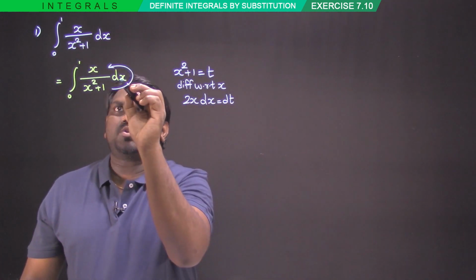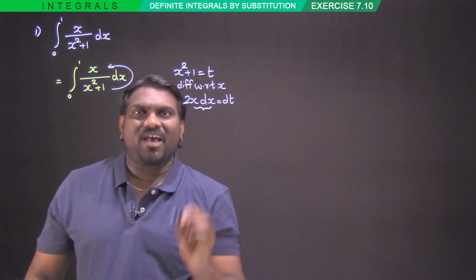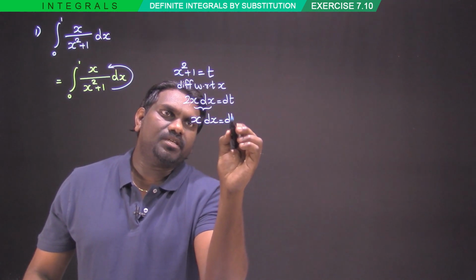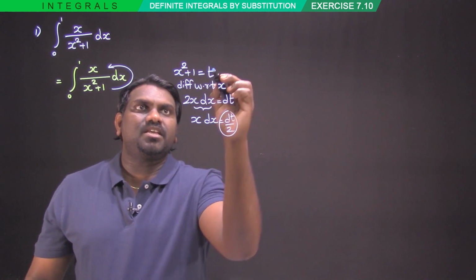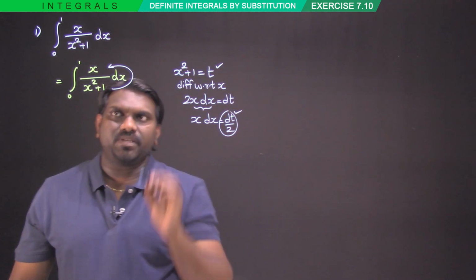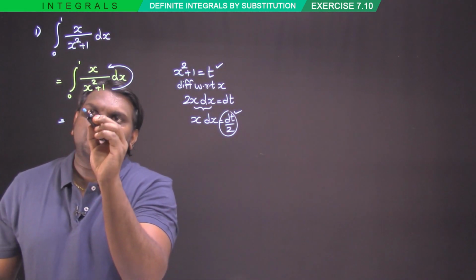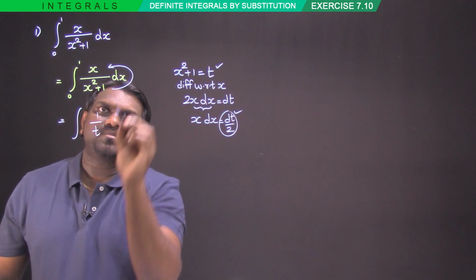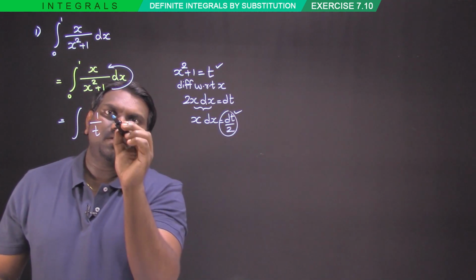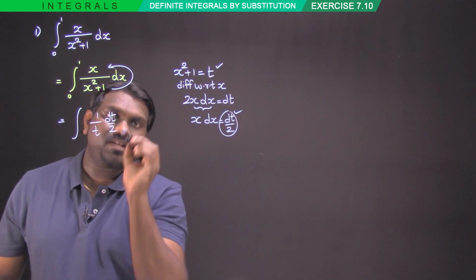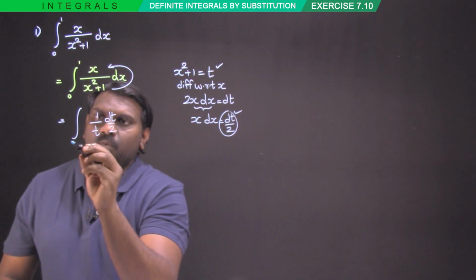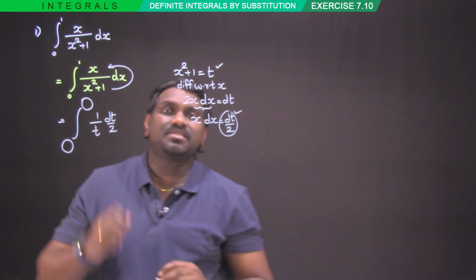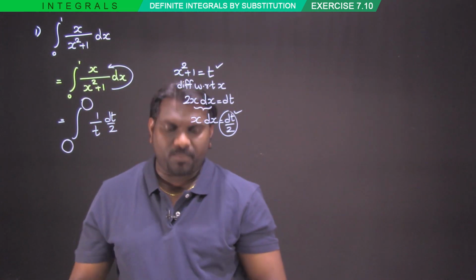Fine. So you have x dx, but not 2 there. So what you will do, x dx is equal to dt by 2. Fine. These two are what I'm gonna substitute over here. When I substitute, what I will be getting here is 1 by t, and this x dx is dt by 2, right? Now the main thing over here is what will be the lower limit and what would be my upper limit. That won't be same anymore. That is the most important thing.